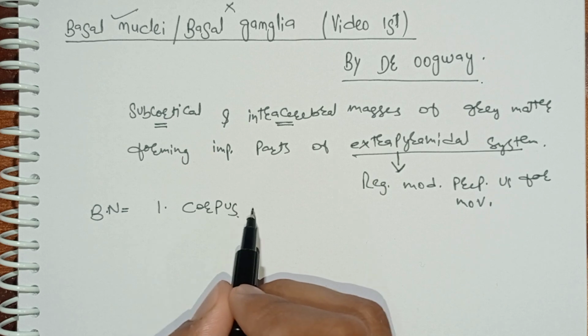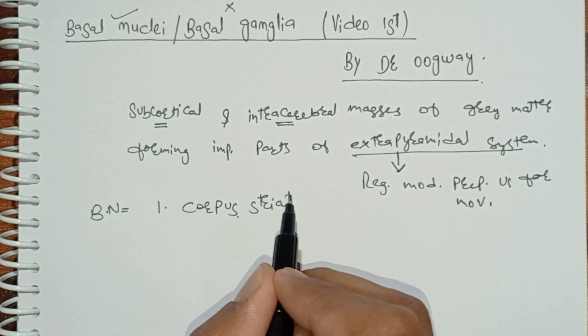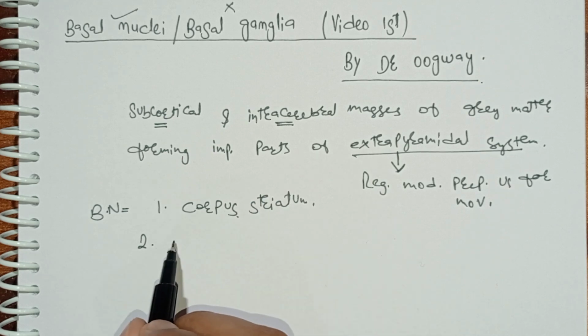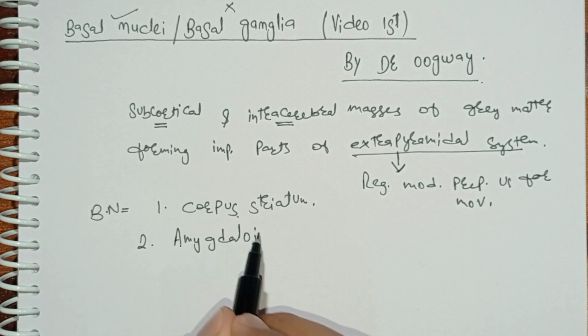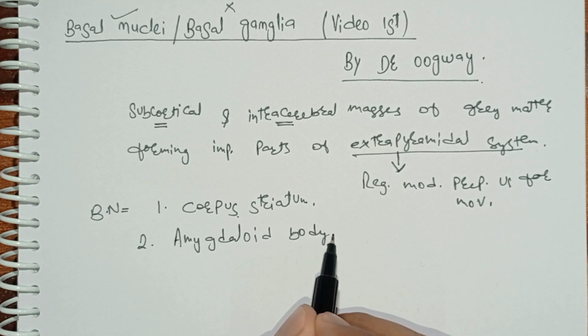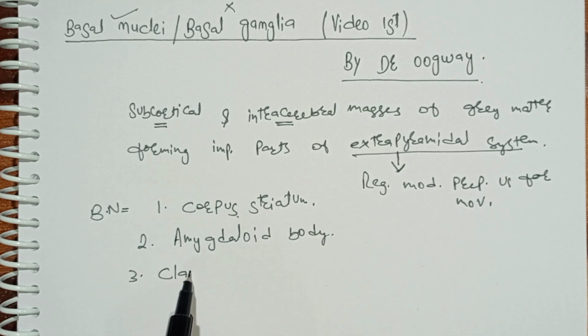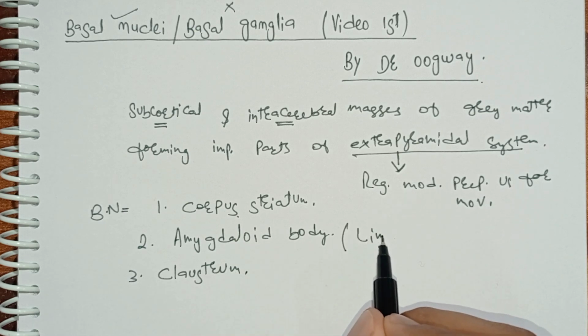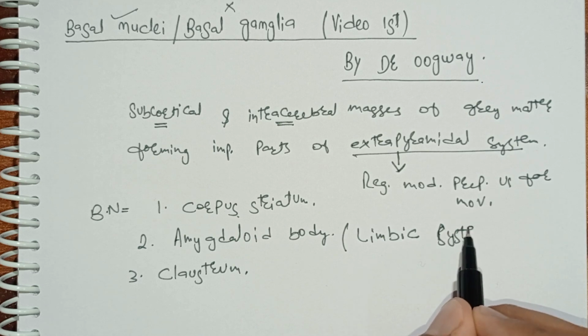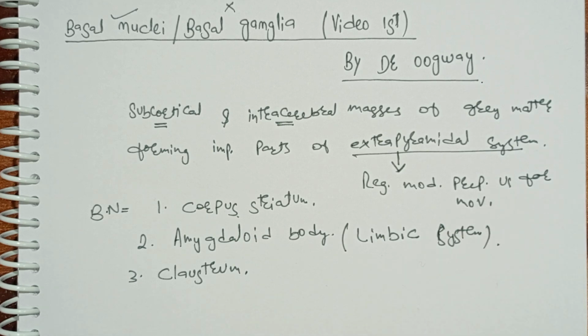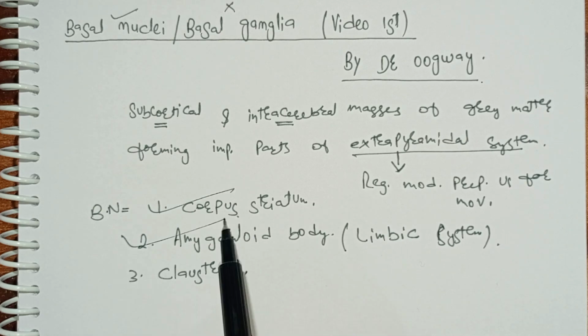Those are corpus striatum, number first. Number second, amygdaloid body. Number third, we have claustrum. Clearly, this amygdaloid body forms an important part of the limbic system. So basal nuclei is made up of three structures: corpus striatum, amygdaloid body, claustrum.